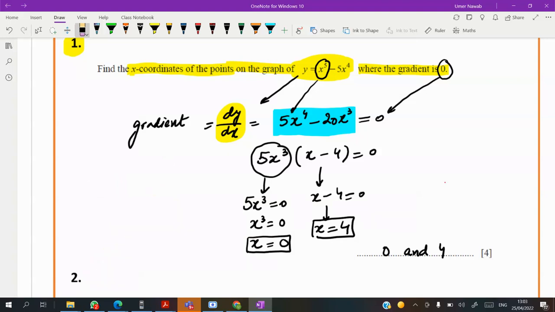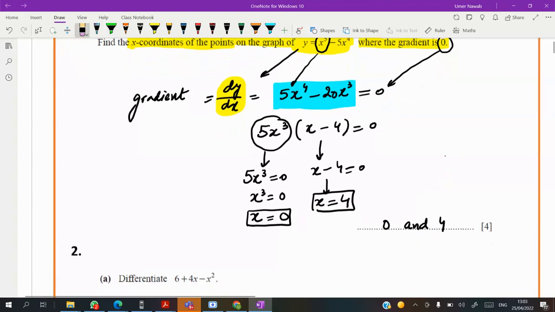There are sketches; I will explain it in detail when it comes to us. Anyways, we found the two points, x is equal to 0 and x is equal to 4, where the gradient will be equal to 0. Okay, boys, let's go further.